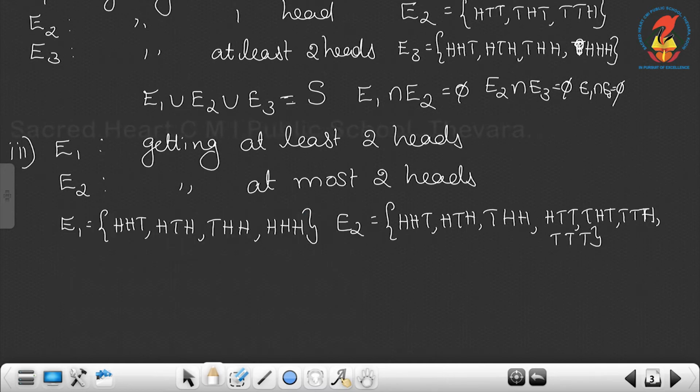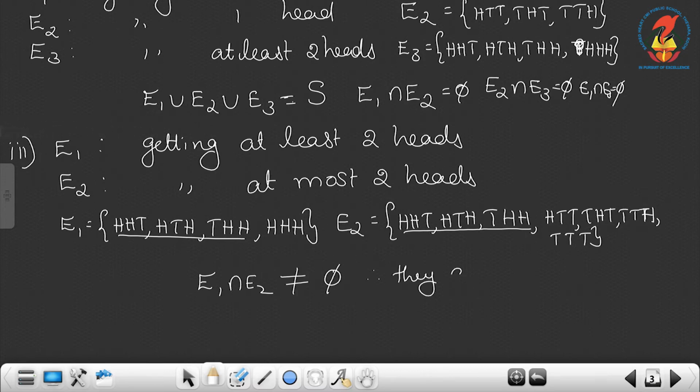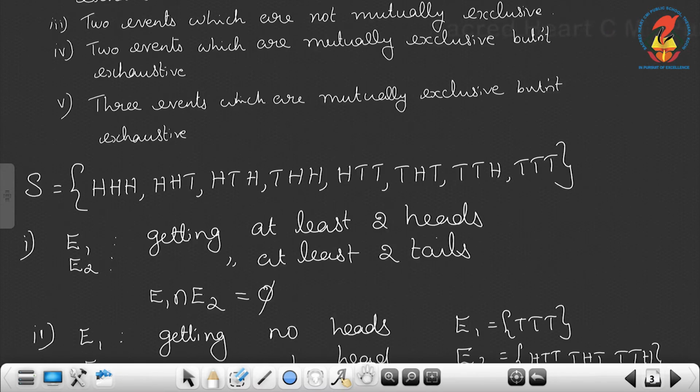Now you compare E1 and E2. Is the intersection null set? What is E1 intersection E2? The first 3 elements are common to both. So it is not equal to null set. Therefore, they are not mutually exclusive. Okay. Now the fourth one: 2 events which are mutually exclusive but not exhaustive.